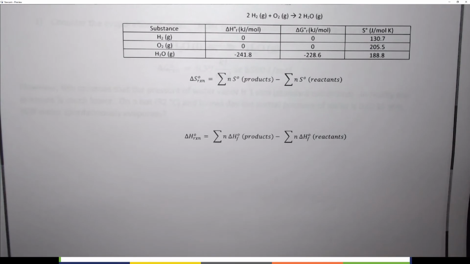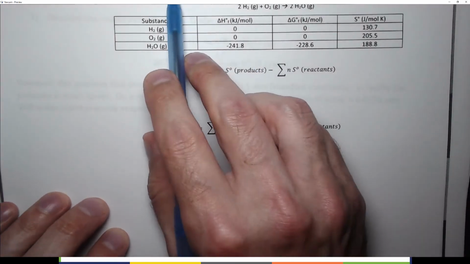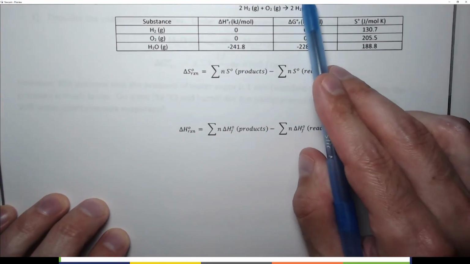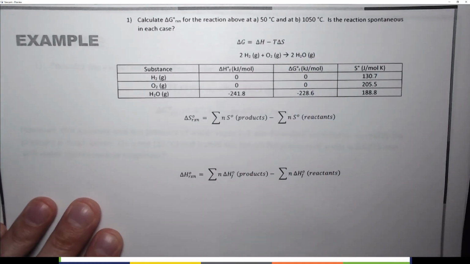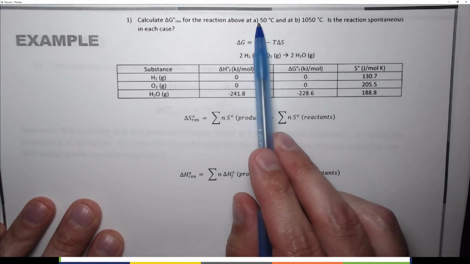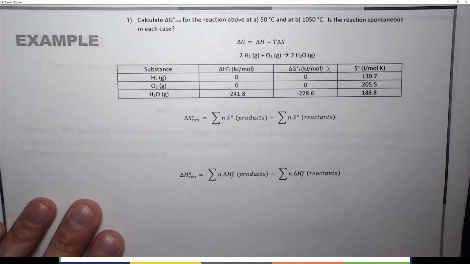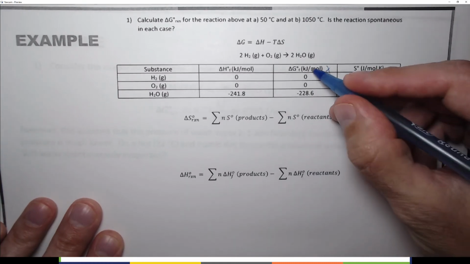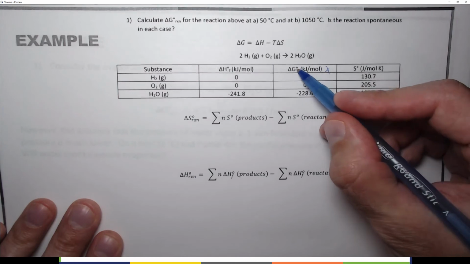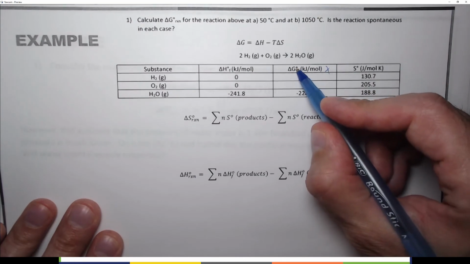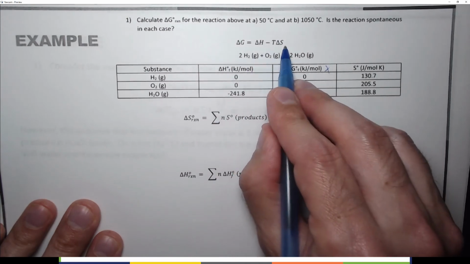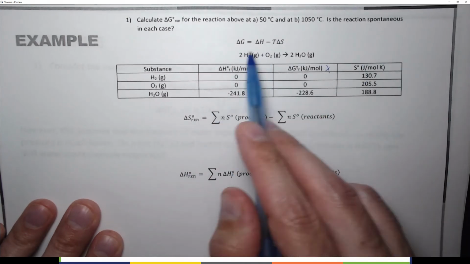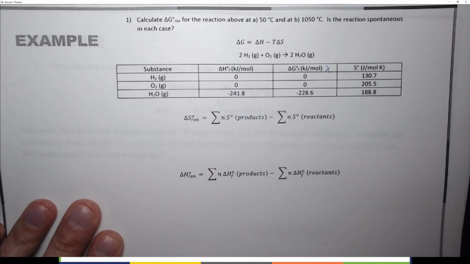Now, what if we're asked for the same reaction, calculate delta G for the reaction at 50 degrees C and at 1050 degrees C? Is the reaction spontaneous or not spontaneous in each case? Well, it turns out that if you want to use something other than 25 degrees C, you actually can't use this because these Gibbs free energies of formation are in the standard state, which is 25 degrees C. But we can still use this: delta G equals delta H minus T delta S. So we're still allowed to use this equation.